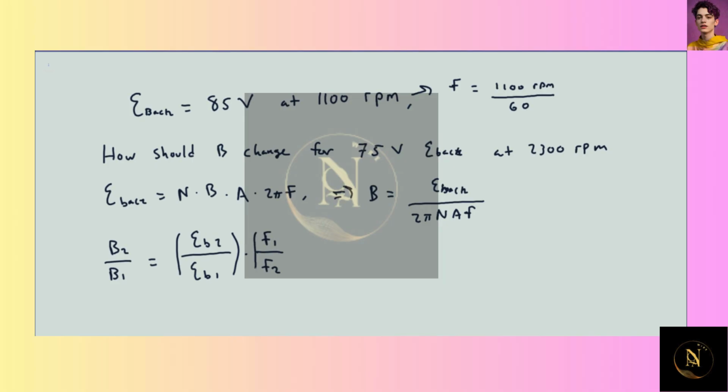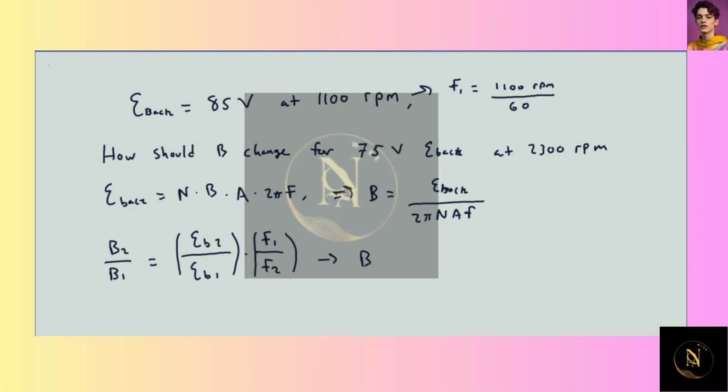So we know what we want the back EMF to be. In the second case, we want it to be 75 volts. And we know what the back EMF is in the first case, 85 volts. We also know the initial and final frequencies. Therefore, we can find what the ratio of the B fields are.